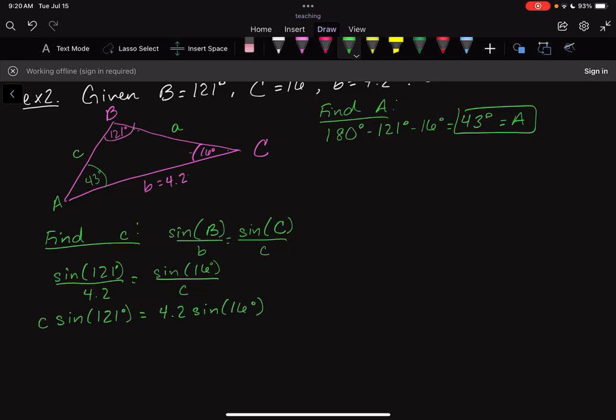Divide by this sine 121, so I get C is equal to 4.2 times sine 16 divided by sine 121. I use the little squiggly lines for rounded values because it is just an approximation. I'm going to go plug this into my calculator. I recommend you do the same to make sure you can get these values, but it would be 1.35.